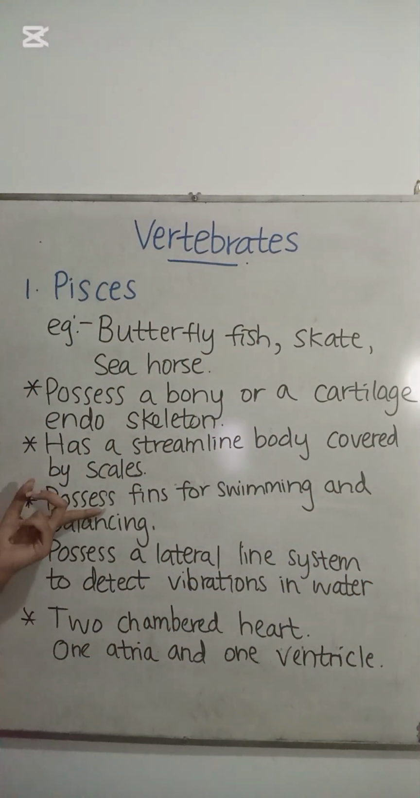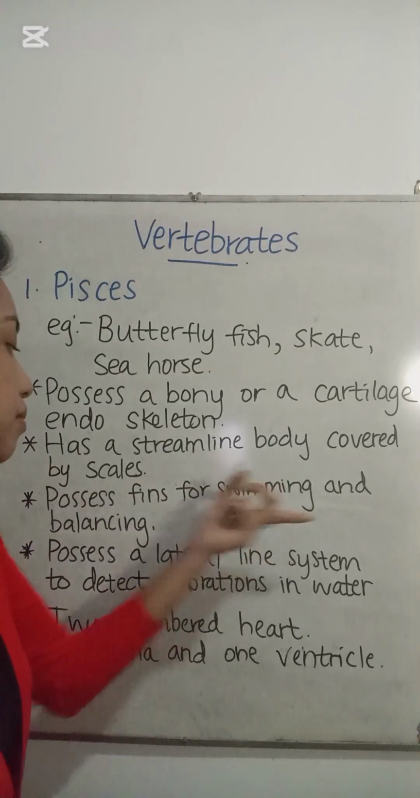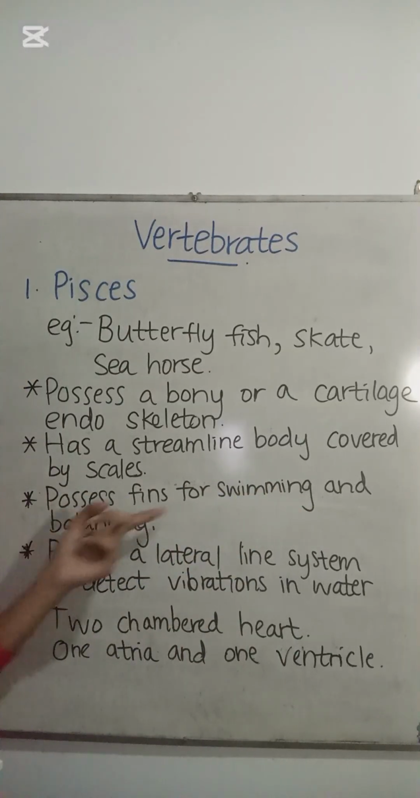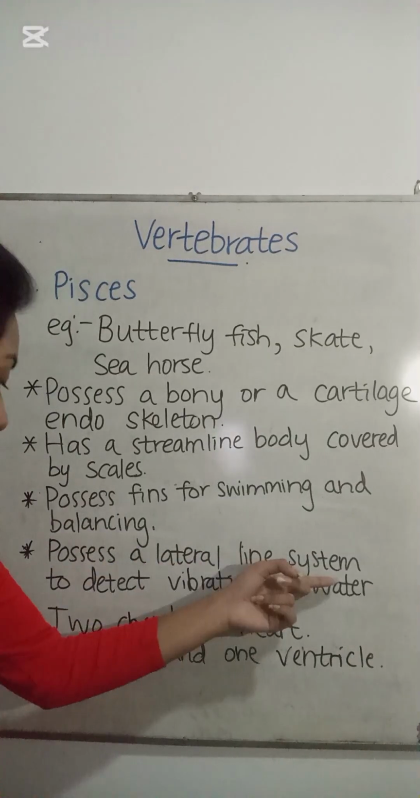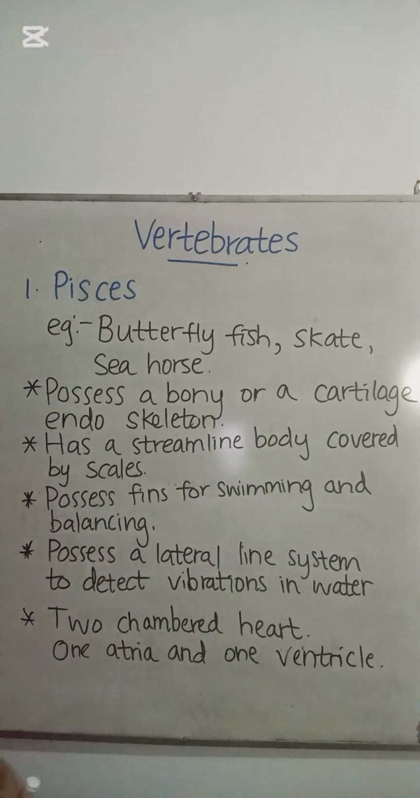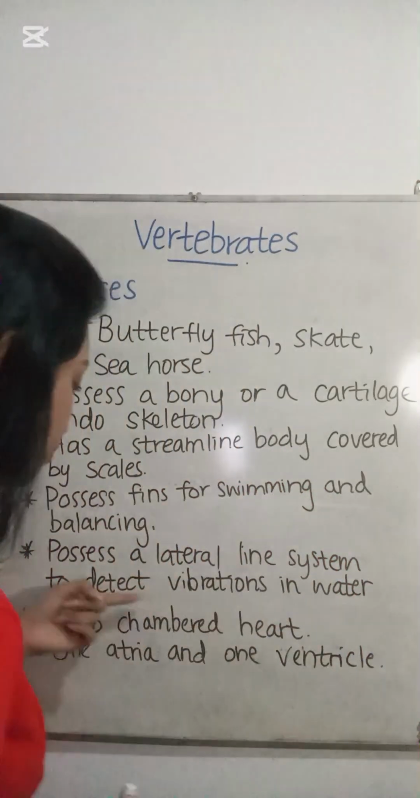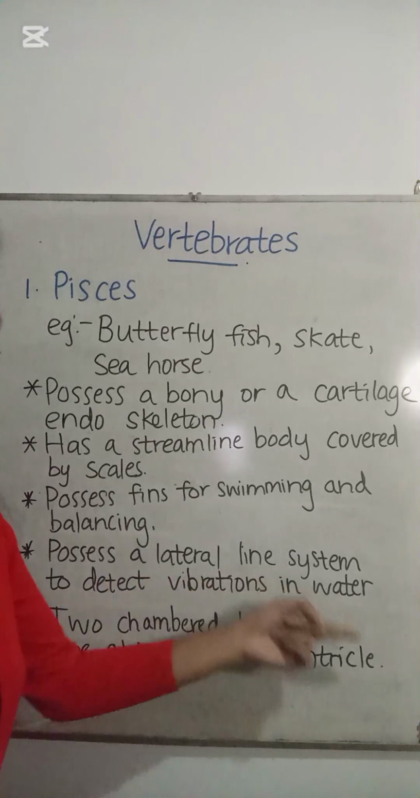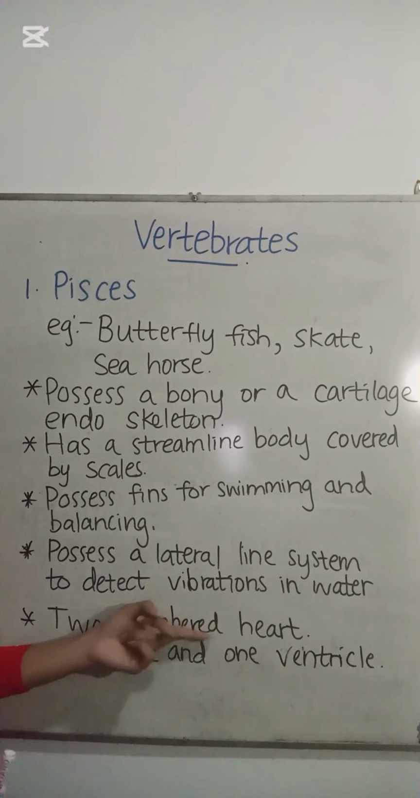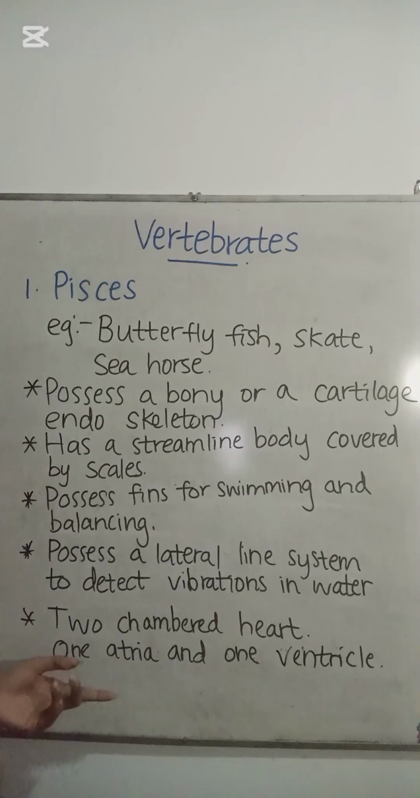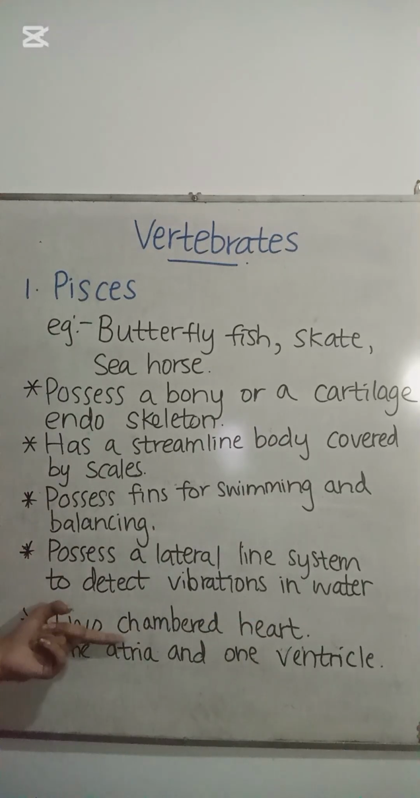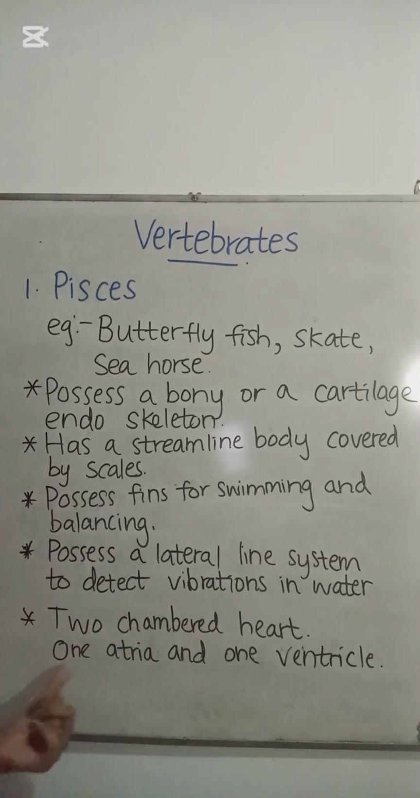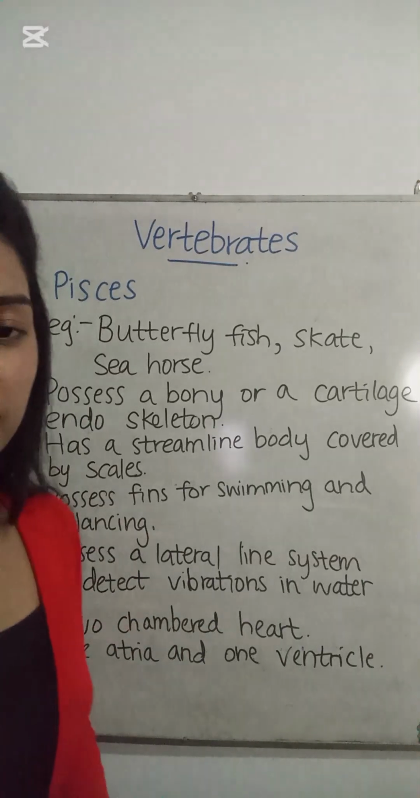Then they possess fins for swimming and balancing. Normally fishes have fins for swimming and balancing their body. They have a lateral line system to detect vibrations in water. Have you seen a lateral line in the fish body? That is made for detecting vibrations in the water. And a very important part, the group fishes have a two-chambered heart. Their heart only has two chambers, one atrium and one ventricle.